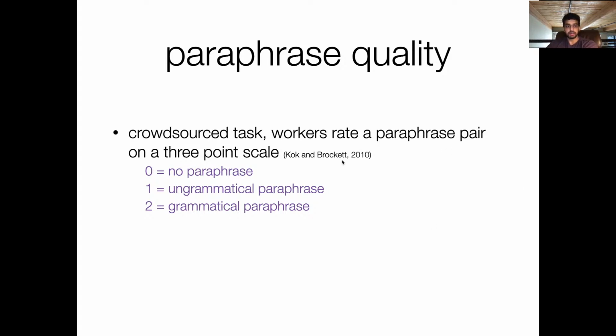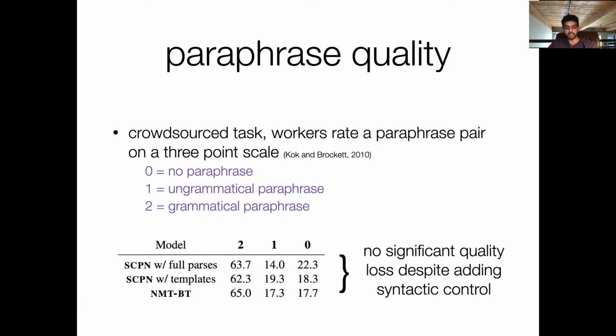And a common scale that people use is this 3-point scale. So here, a score of 0 means that the output sentence has no semantic relation to the input, that it's completely warped the semantics. And a score of 1 means that you did kind of preserve the semantics, but your paraphrase was not fluent, it was ungrammatical. And then a score of 2, which is what you want, is your paraphrase was both grammatical and it preserved the semantics of the input sentence.